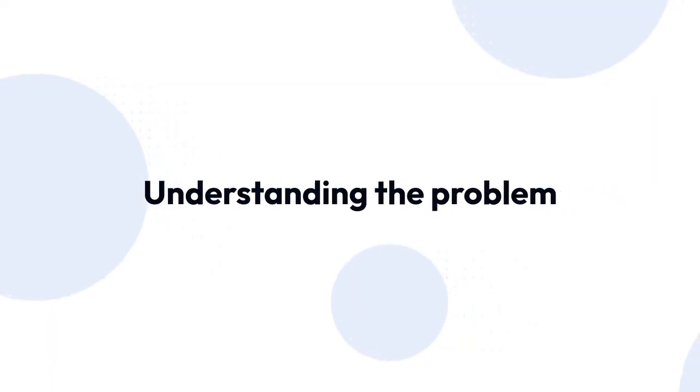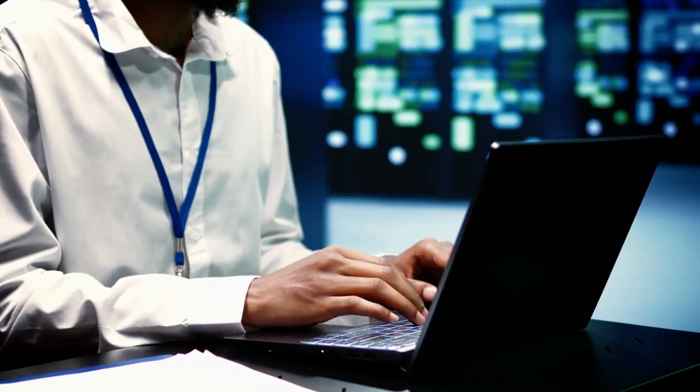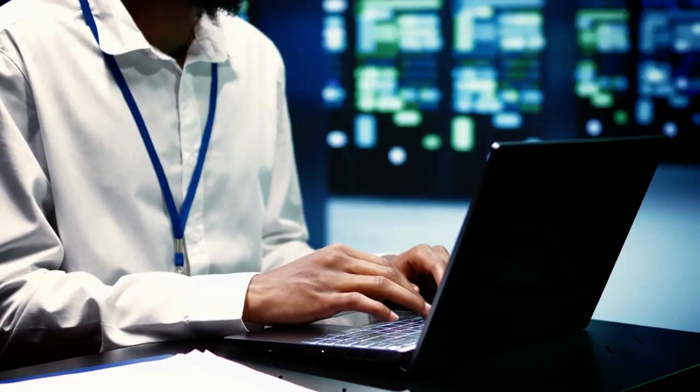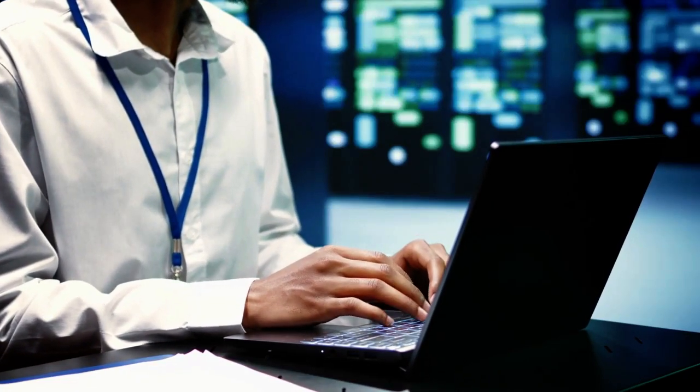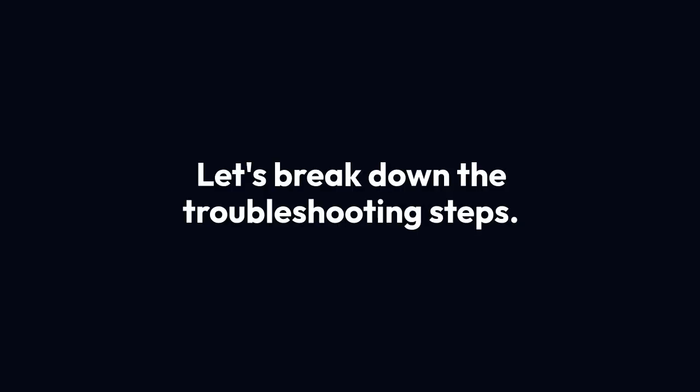Understanding the problem. When App Engine fails to initialize, it usually points to a few core issues. GCP needs specific configurations to be just right. This often involves user permissions, project billing status, or required APIs not being enabled. Let's break down the troubleshooting steps.